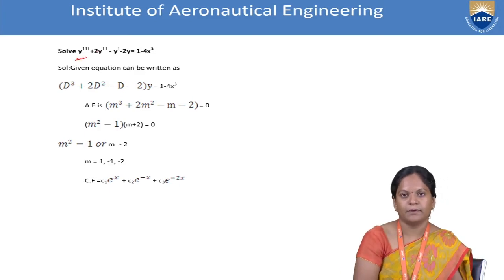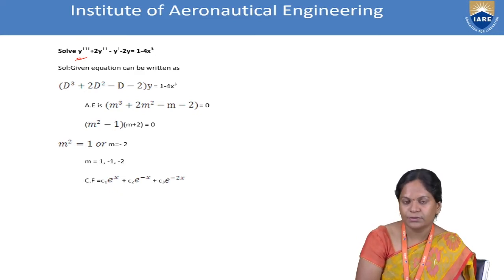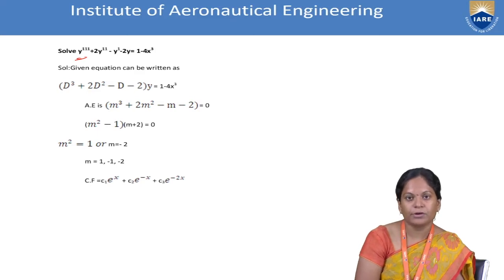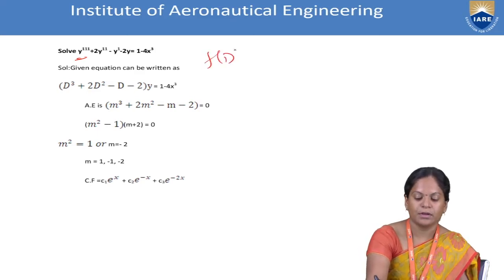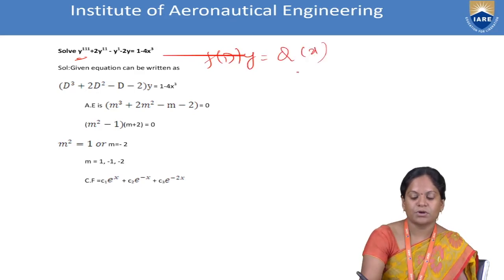Here we have y'''. Triple dash means this is a differential equation of order 3. So first we have to write the differential equation in operator form. What is the operator form of the given differential equation? (D³ + 2D² - D - 2)y = 1 - 4x³. This is the operator form of the form f(D)y = Q(x).